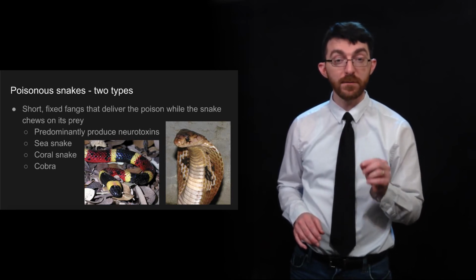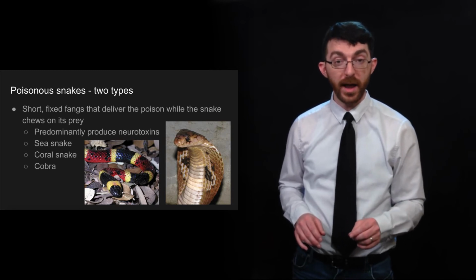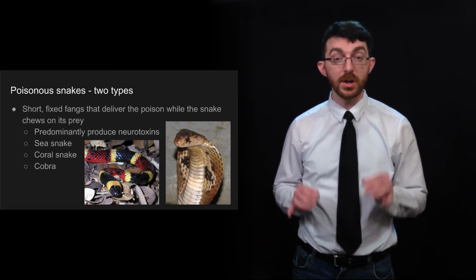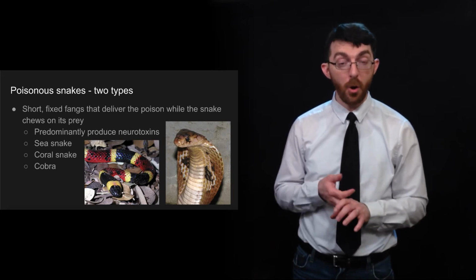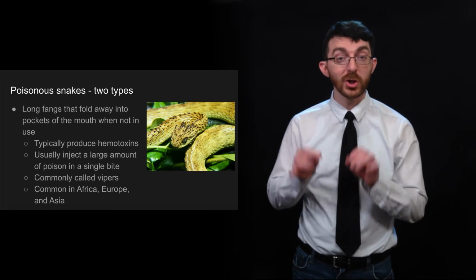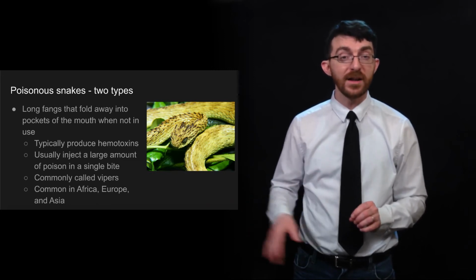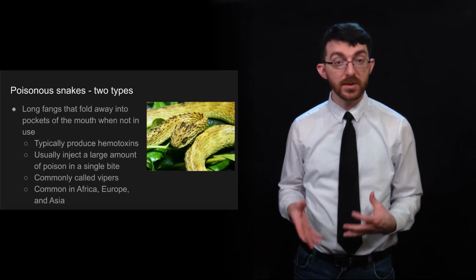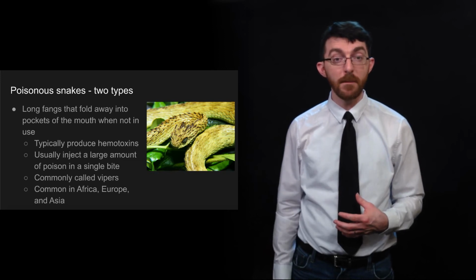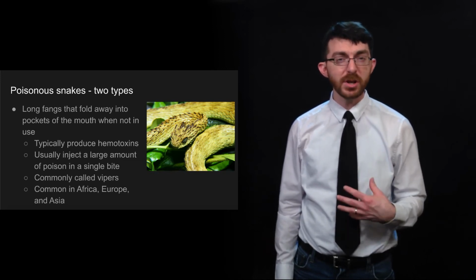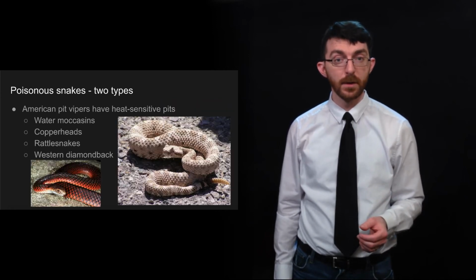One kind has short, fixed fangs that deliver the poison while the snake is chewing on its prey. These predominantly produce neurotoxins, and they include the sea snake, coral snake, and the cobra. The other kind, though, has long fangs that fold away into pockets of the mouth when not in use. Typically, they produce hemotoxins. They can inject a large amount of poison in a single bite, and these are usually called vipers. These are common in Africa, Europe, and Asia.